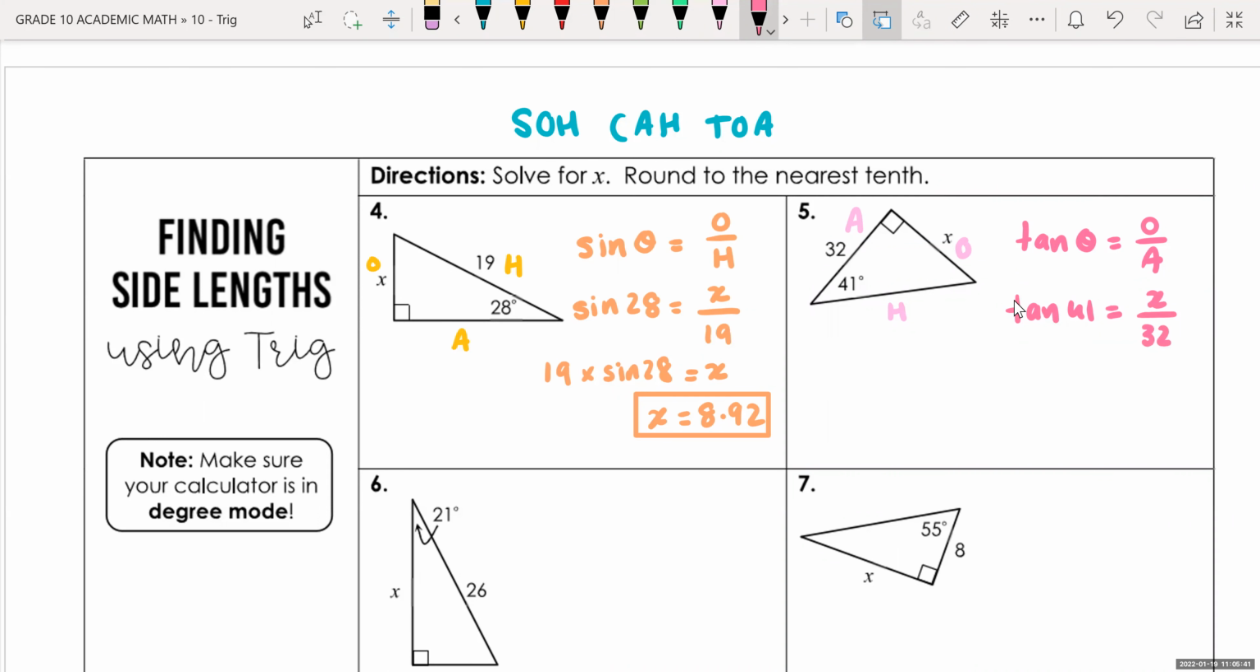32. So you're going to do the exact same thing we did before in the previous question. Move the 32 to the other side. And in your calculators, you're going to go tan 41 equal sign times 32 equal sign.